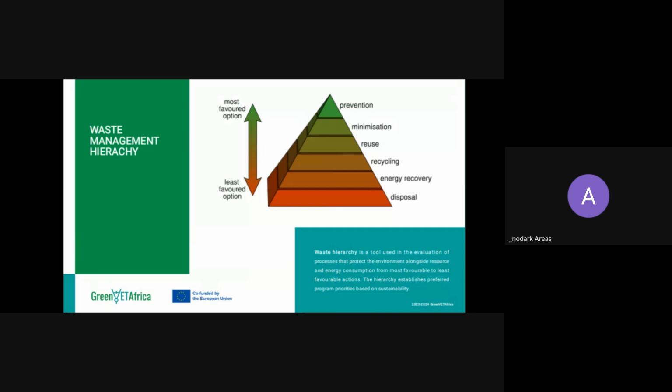Now, the first one is prevention. Basically, like the name says, it simply means preventing that waste from being generated in the first place. There are actions that you can take, things that you can do to avoid waste generation in the first place.